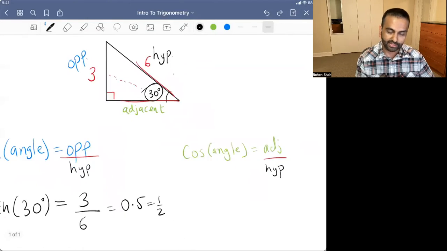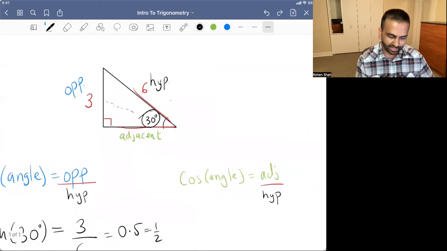But anyway, the definition of cosine is, if you had this length over here, you'd be able to say that the cosine of that 30-degree angle is whatever that adjacent length is divided by the hypotenuse of 6.